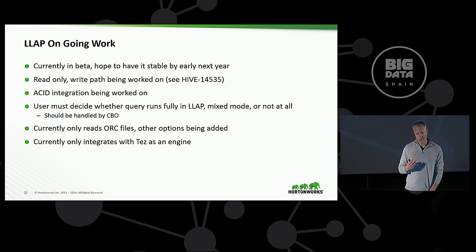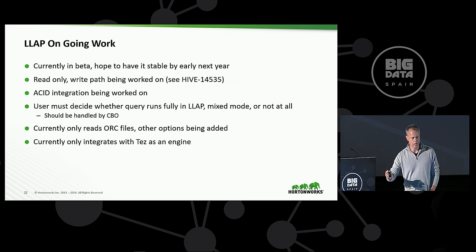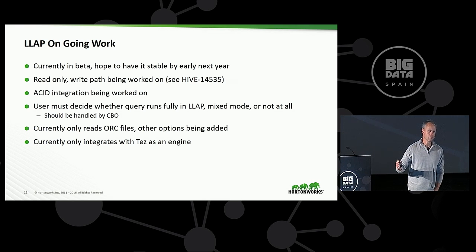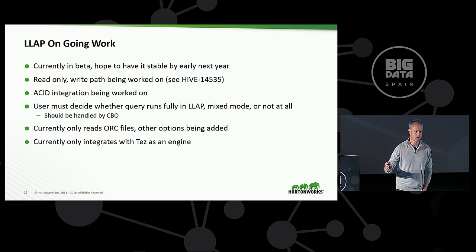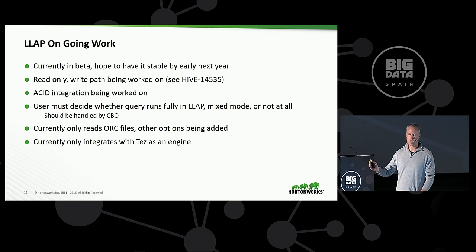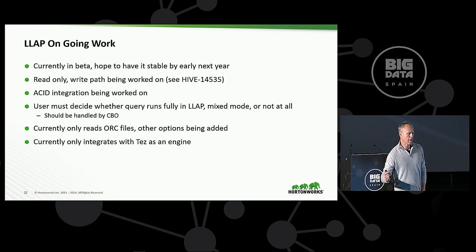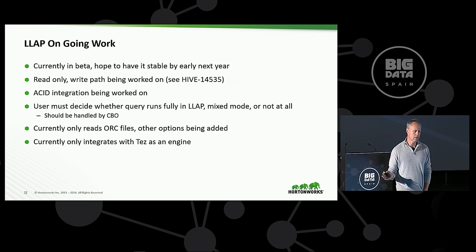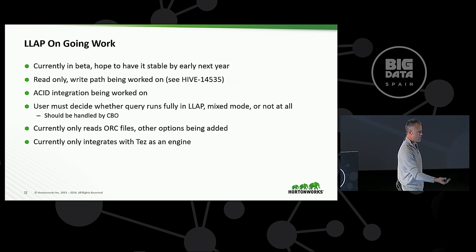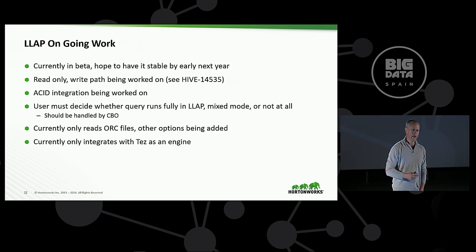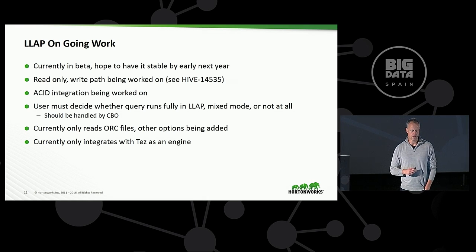I showed you those 3 different query modes, the TES only, mixed mode, and LLAP only. Ideally, Hive itself would be able to figure out what mode to use, right? It should be able to look at your query, do some cost analysis on it, and make some decisions about what mode to use. Today, it doesn't do that. Today, it depends on you telling it, do this or do that. That's obviously something we'd like the cost-based optimizer to decide for us, and in the future, I imagine it will.